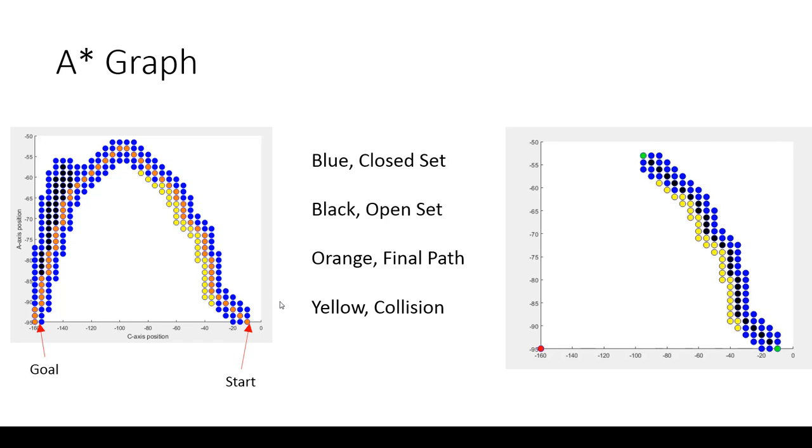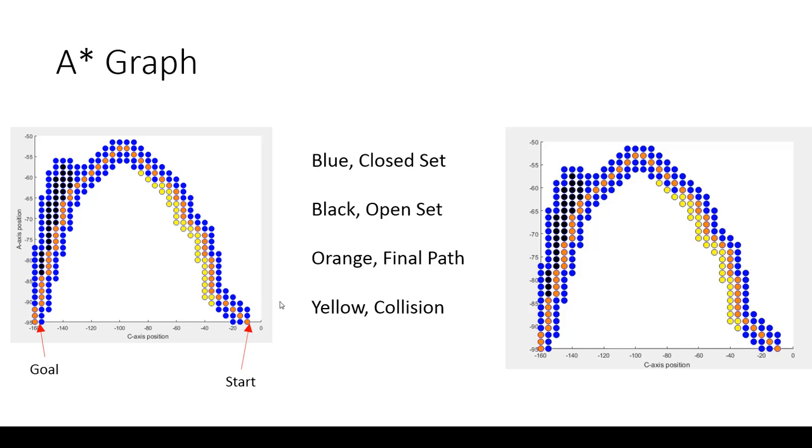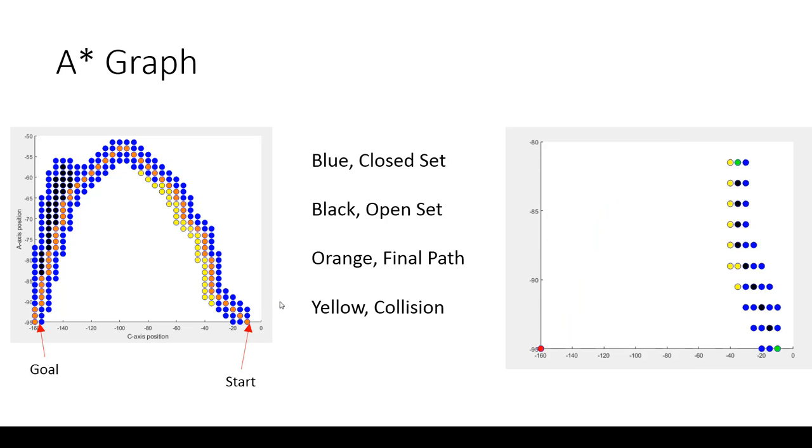The A-star graph you can see here completed on the left with the optimum path in orange. The blue is the closed set, the black is the open set, orange is the final path. Anything in yellow would be a collision.